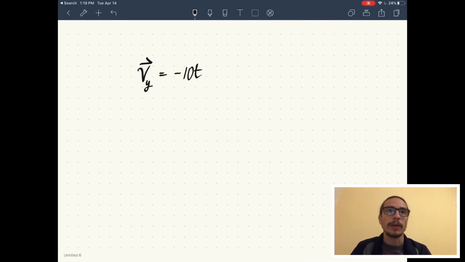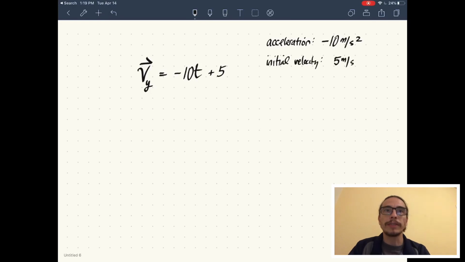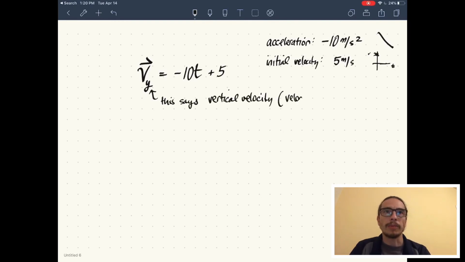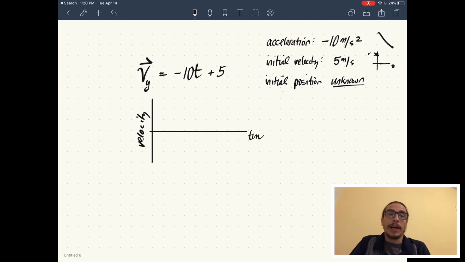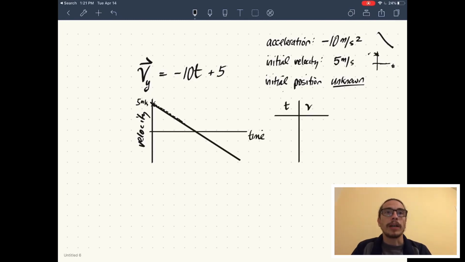So let's say we have one, v_y equals negative 10t plus 5. Acceleration, I just read the numbers, negative 10 meters per second squared, initial velocity 5 meters per second. So if I were to do my velocity time graph, I know that I'm going to be drawing a negatively sloped line. And by the way, that little y says that this is vertical velocity, but you can put anything you want there. Our initial position, we don't know. We can't find it out because we just don't know. So there's our graph. If we look at our time graph, we have zeros. We have a nice little t-table we can do to find out when 0 is and just to make sure we're drawing our line correctly.